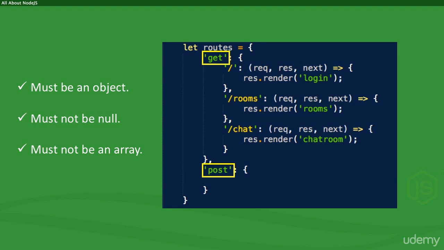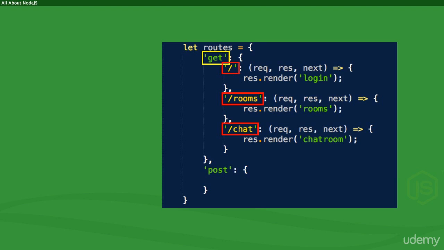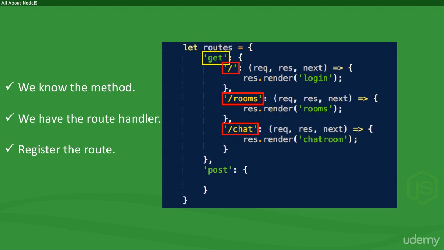Once this is validated, the control should jump to the individual key value pairs within the get or the post objects. By now, based on the object that we are traversing, we already know the HTTP method, that is get or post, and we also know the route and the route handler. So all we need to do is register the route.